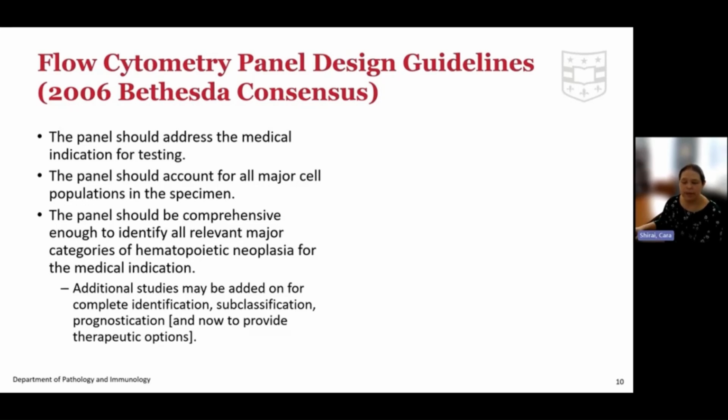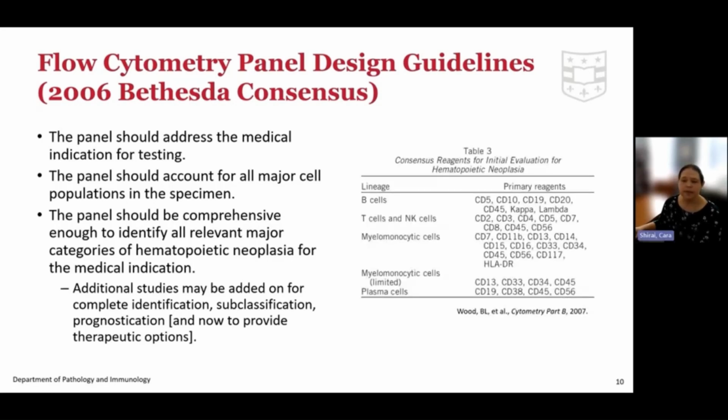medical indication. Now, this is not to say that all things must be measured on all specimens. In fact, that is not necessarily recommended or always possible due to specific specimen limitations. But the initial assessment should be comprehensive enough to screen for all major disease types. Then additional reflex flow panels may be added on for complete identification, subclassification, prognostication, and nowadays to assess for therapeutic options.